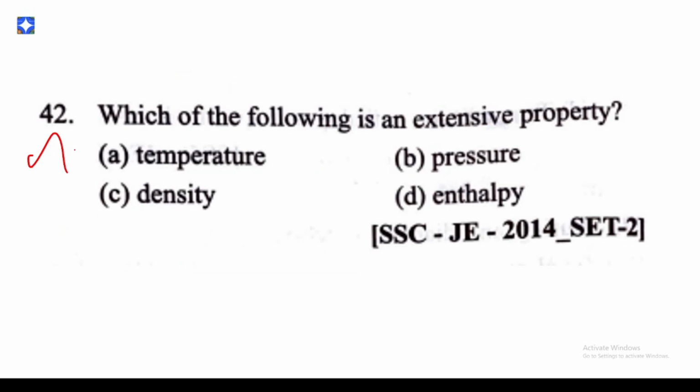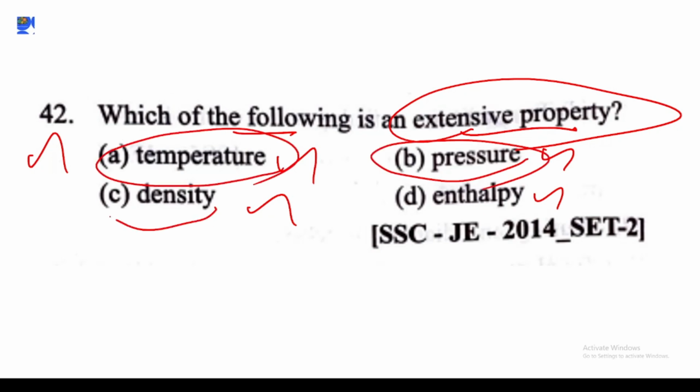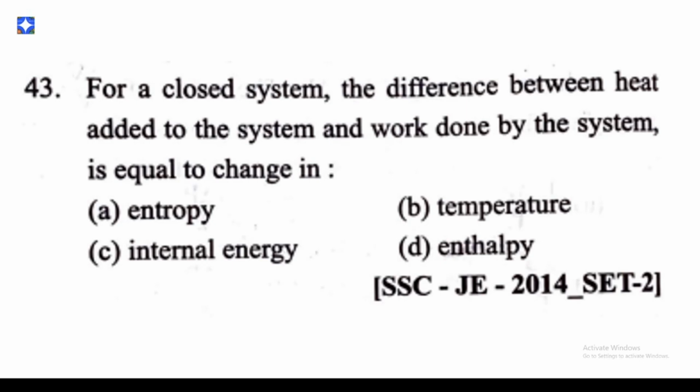So this is one more similar type. Which one of the following is an extensive property? Depends upon the extent of the system. Option A, temperature. Option B, pressure. Option C, density. And option D, enthalpy. We know that this is an intensive property. This is an intensive property. This is an intensive property. This is the only thing which is a total energy. Since it is not a specific thing, it is an extensive property. So option D is the correct answer. So we'll move on to the next question.